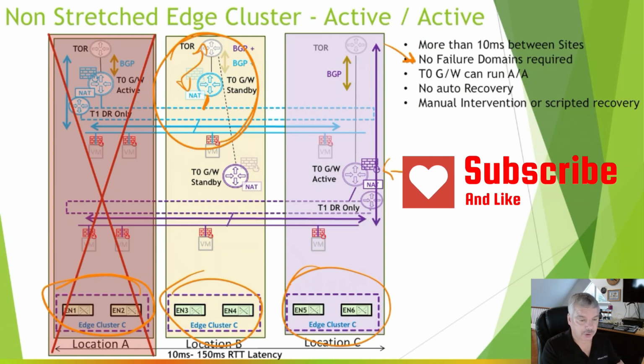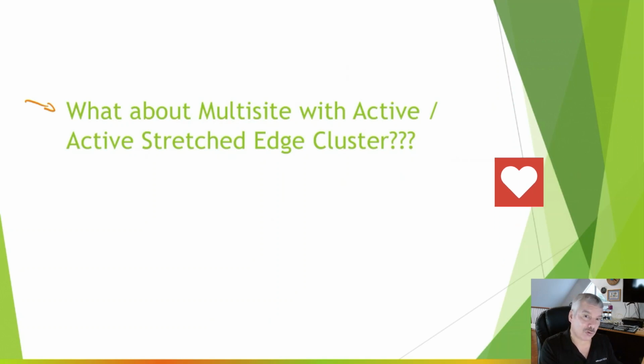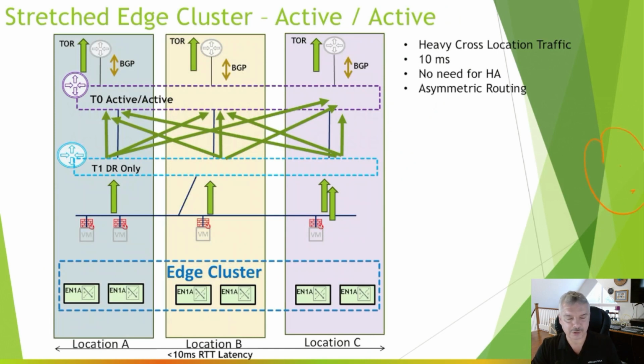There's a third option, and this is kind of a special one. Okay, what about multi-site with active stretched edge cluster? This is going to get interesting. This is what they refer to as heavy cross-location traffic. You need at least 10 milliseconds. There's no need for vSphere high availability, and we're going to have asymmetric routing to contend with as well.